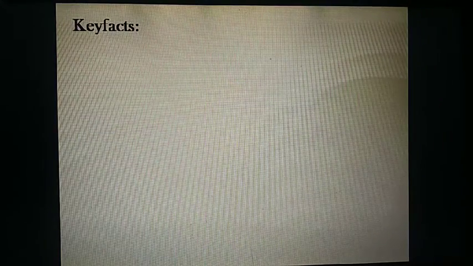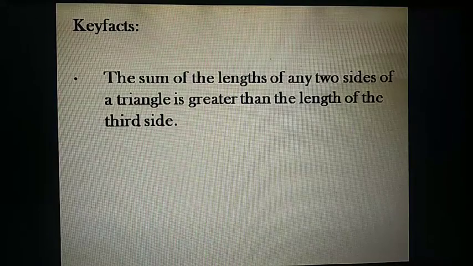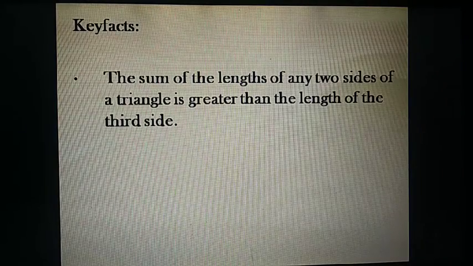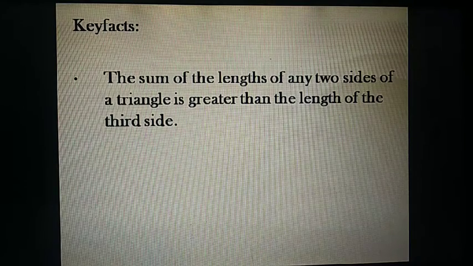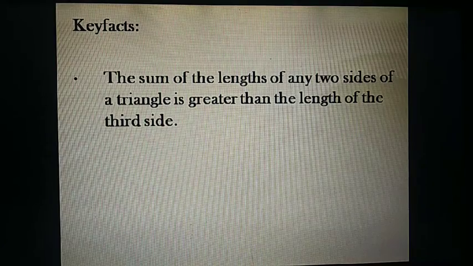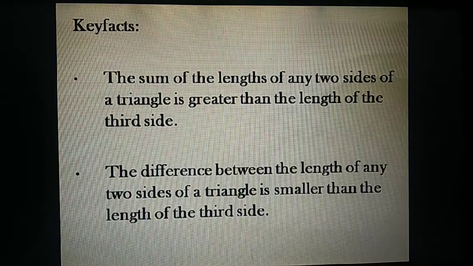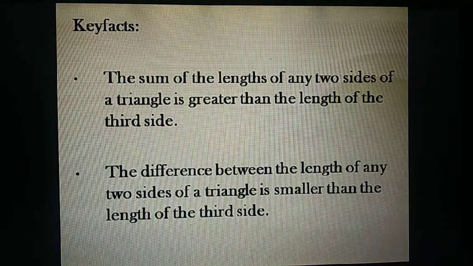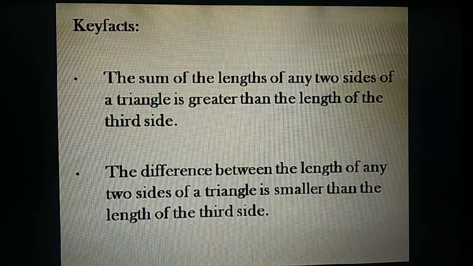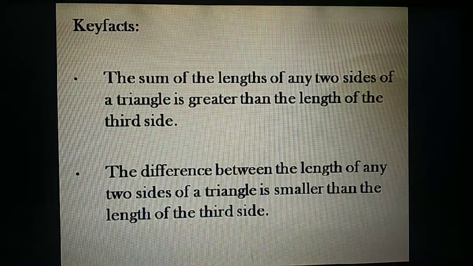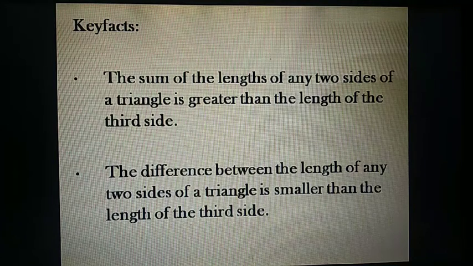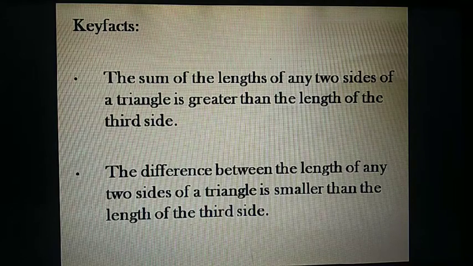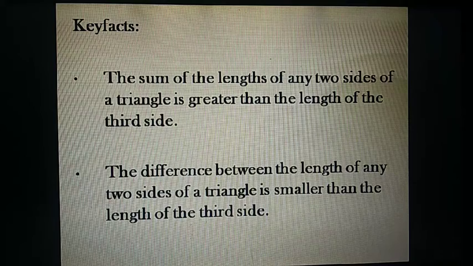Now, in a triangle, the sum of the lengths of any two sides is greater than the length of the third side. And the difference between the length of any two sides of a triangle is smaller than the length of the third side. The first property you can use to verify the statements or to check whether the dimension given to you of a triangle is correct or not. And both the properties you will use to find the range of the missing third side.